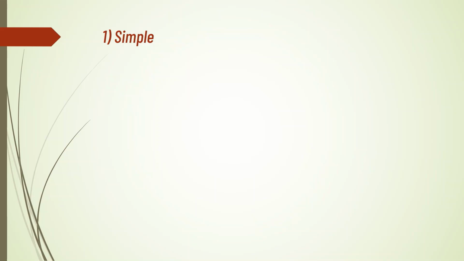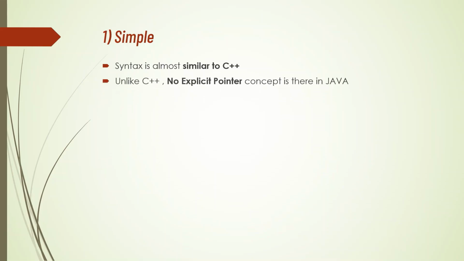So the first feature is simple. Now you must be wondering how we can say Java is a simple language. But as compared to C++, Java is a simple language and its syntax is almost similar to C++. That's why it's easy to learn. Unlike C++, Java doesn't support the pointer concept. Pointers basically point to a memory location, and with the help of that we can access the memory location and make changes there explicitly. But Java, due to security concerns, doesn't support the explicit pointer concept.